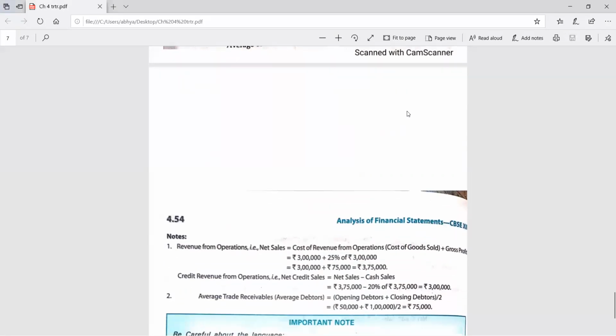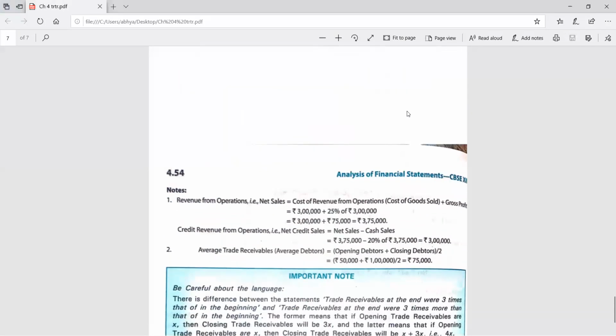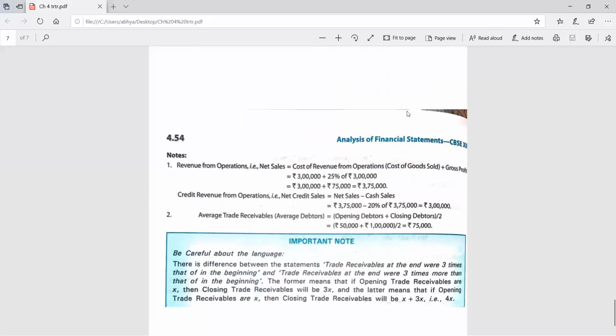This is the solution. And one important note is also there, so I am reading the note. There is a difference between the statements. Trade receivable at the end were 3 times. So similar to what I told you in a stock question: 3 times, or more than 3 times. If it is 3 times only, then we have to multiply by 3 only. And if more than 3 times, then multiply by 3 plus x. Only then you will be able to find out the answer.